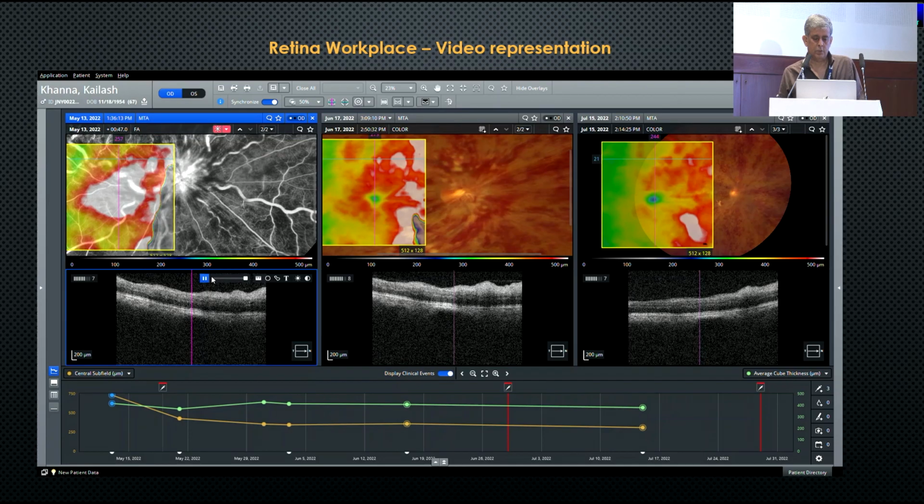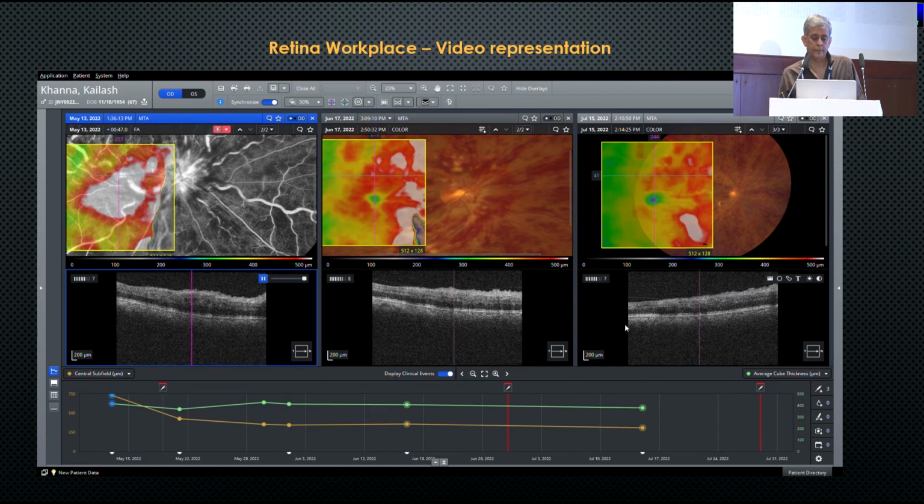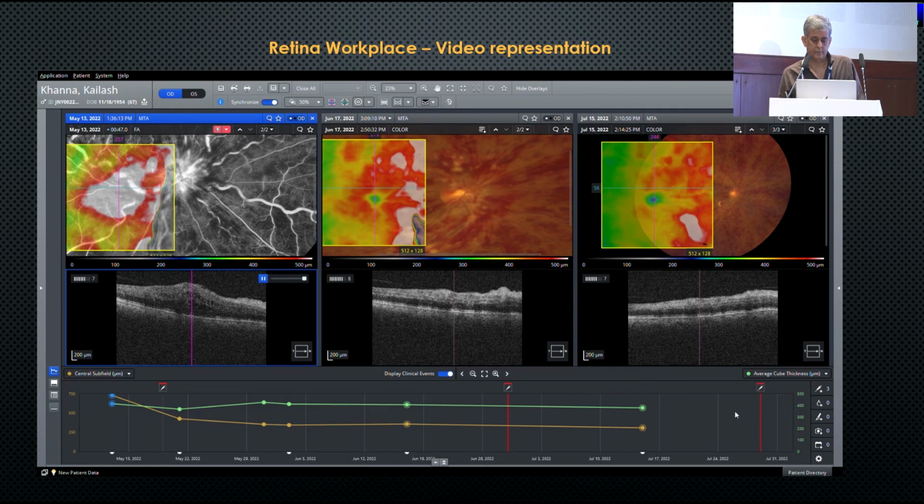This is another patient. You can see the two or three serial studies are registered, and so you can see that the improvement takes place over here after the injections.